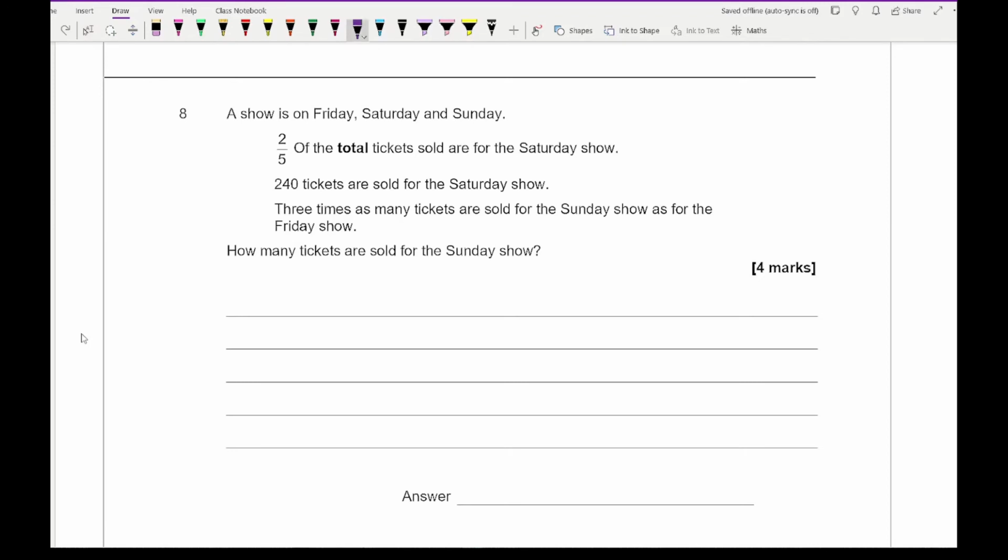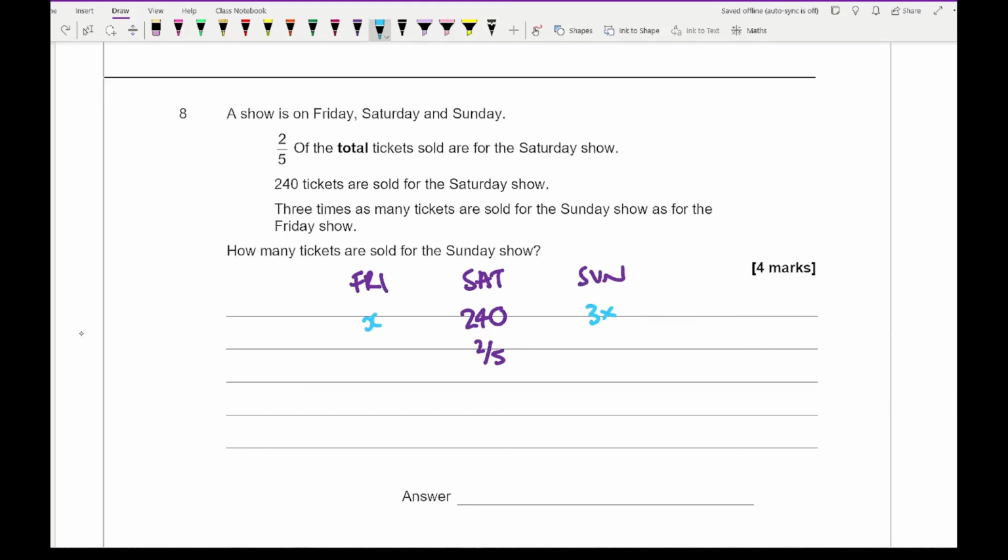Now for this, let's have a look at what information we have been given. Well, we know that we've got Friday, Saturday, and Sunday. We know that 240 tickets were sold on Saturday, and that equates to 2/5 of the total tickets. And we know that if Friday sold x tickets, then on Sunday they sold 3 times as much. And what the question is asking is, what is 3x?